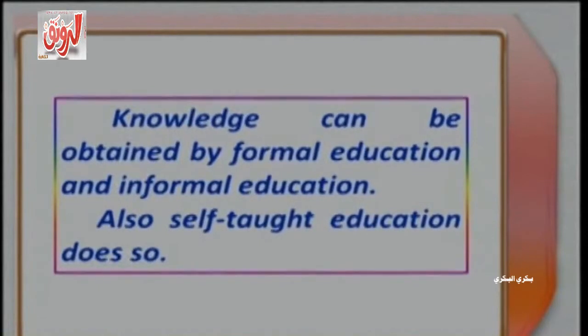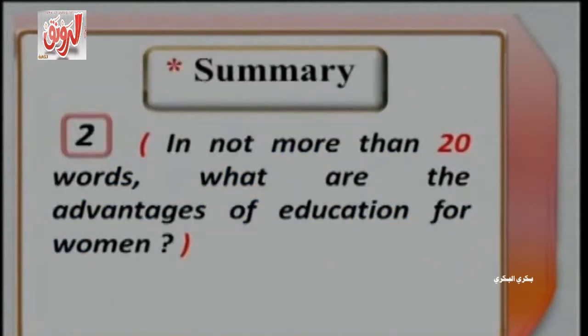Very briefly, write this. Knowledge can be obtained by formal education and informal education without details, and also self-taught education. These are all the key sentences, the main points which answer the question, which is no more than 15 words at all. See the other question.